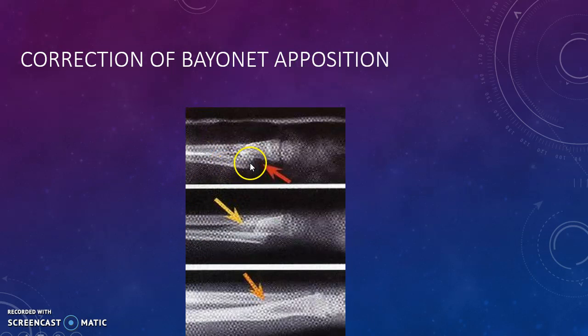Here is an X-ray with a fracture of the distal radius. There is a bayonet opposition. The red area shows the ends of the bone, but there is new bone formation covering the bone edges, and after a few months there is auto-correction of the bayonet deformity by the power of growth potential as well as the process of remodeling.